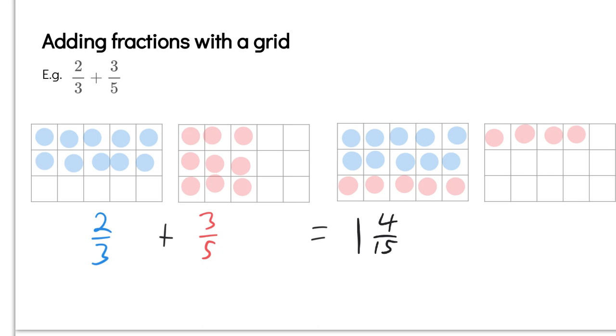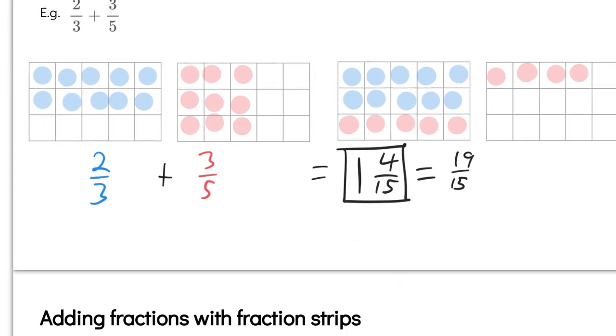4/15. You could put this in an improper fraction as well. You could say that altogether we've got 15, 16, 17, 18, 19/15. So that's the same thing as saying 19/15. But the best way, the most correct way to say it is like this, in the mixed number.